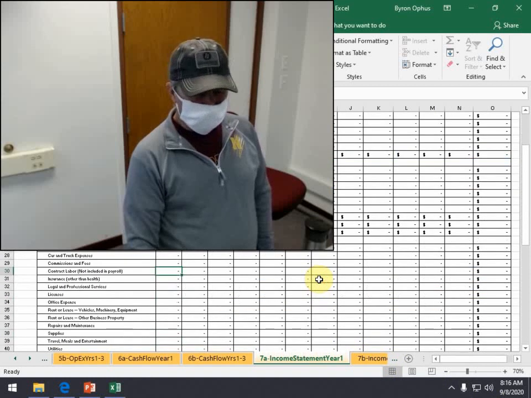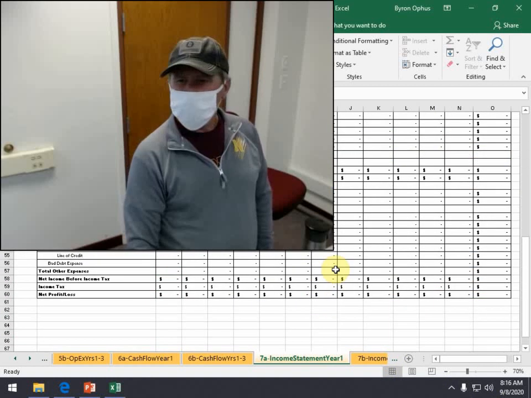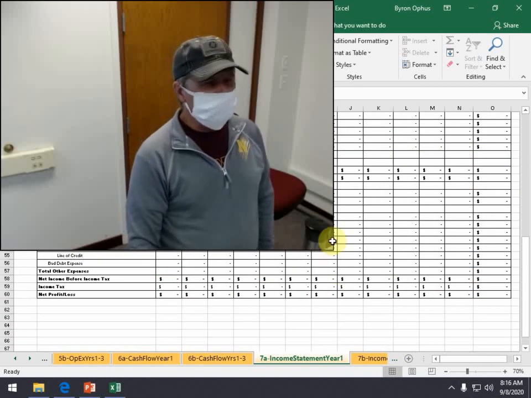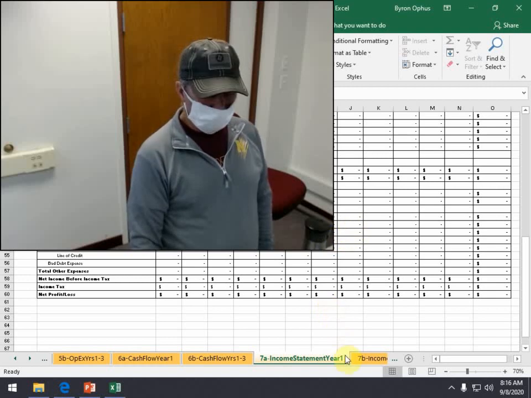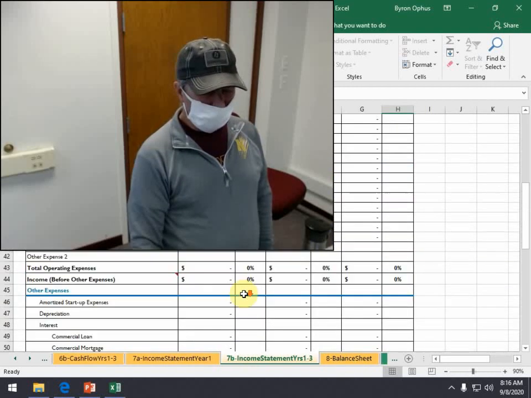It's going to give you an income statement. Notice that that's all white. Okay, so first rule, don't change any white cells. That means this is going to be completely autofilled for you. Okay, same with second and third years.